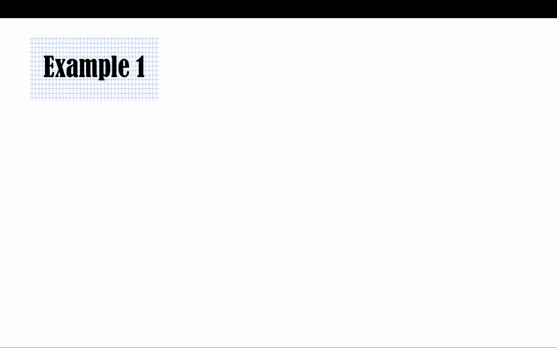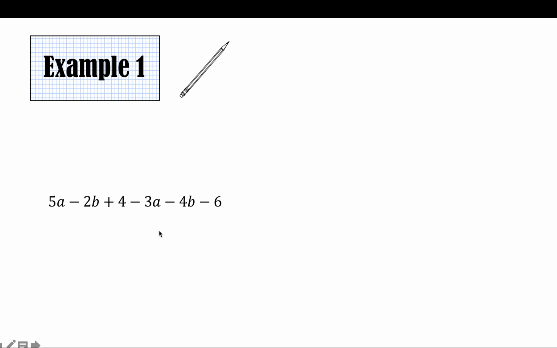For our first example, we will look at the following equation. This equation has both numbers and variables. Variables are letters that stand for an unknown number. So, in this equation we have the variables a and b. This equation has the following terms: 5a minus 2b plus 4 minus 3a minus 4b minus 6.